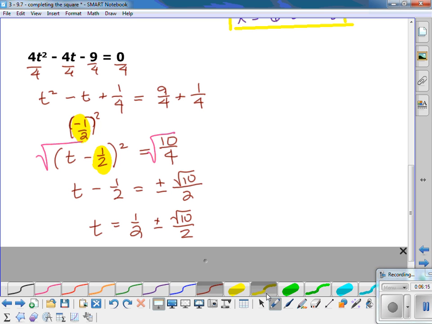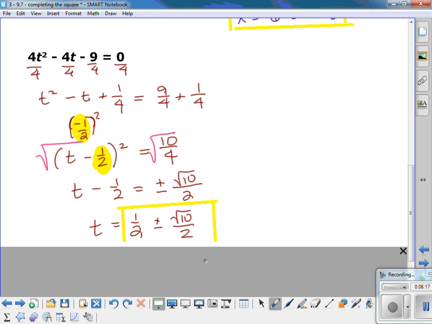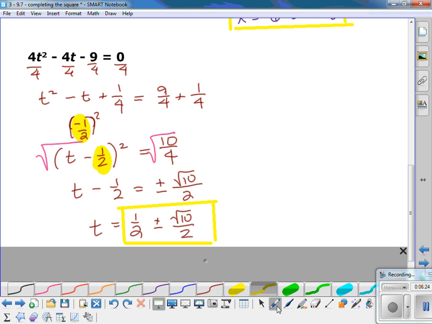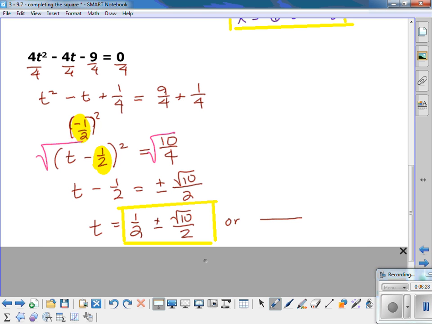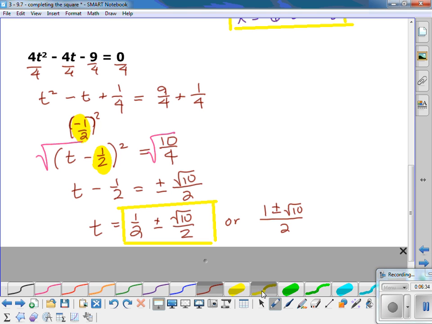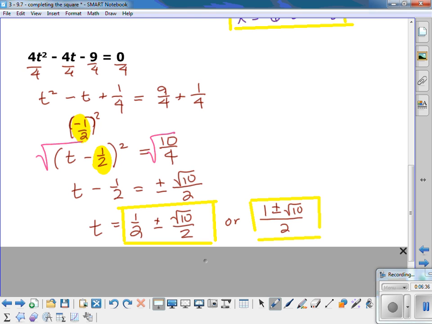And you can just leave the answer like that if you want to, since we can't take the square root of 10, it's not an even number. Or if you want to, you can consolidate them. Because they're both being divided by 2, you can put the whole thing over 2, 1 plus or minus root 10 over 2. You can do it that way also. But the first way is fine. You don't have to put them together if you don't want to. Okay? Any questions?